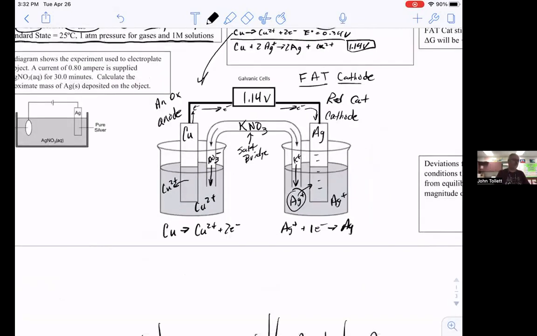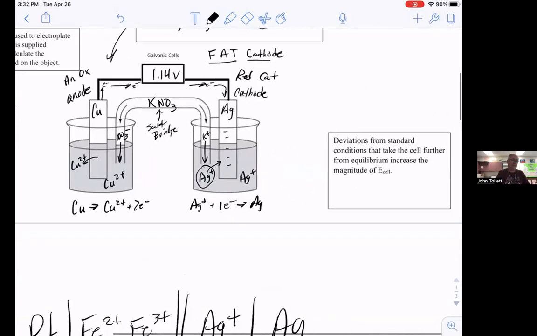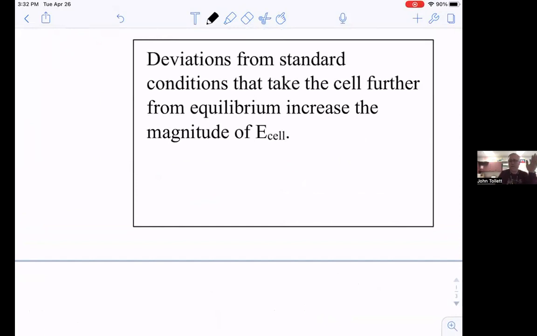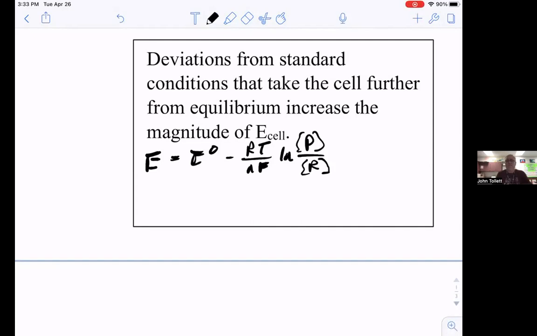That's interesting. So let's see. Deviations from these standard conditions will change the equilibrium of the system, and cause it to shift right or left. You can use Le Chatelier's principle to discuss this. As far as the equation to solve for this, E equals E naught minus RT over nF, and then natural log of Q, where Q is actually going to be your product concentration divided by your reactant concentration. Okay, fine. This is the Nernst equation.